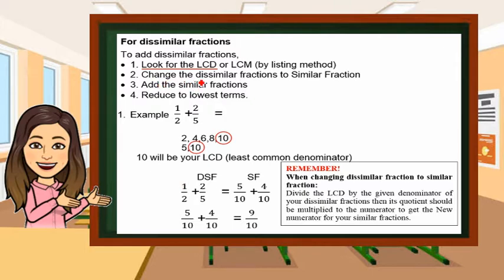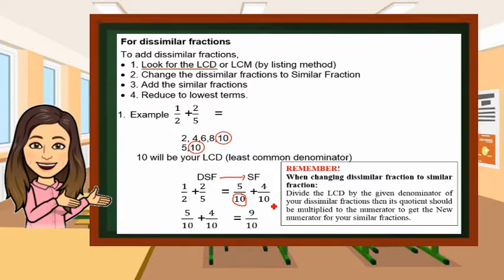So the second step is to change the dissimilar fractions to similar fractions. So here it is. We will now change dissimilar to similar. So how do we change it? We will use the LCD as the new denominator here. Divide the LCD by the given denominator. The given denominator is the original denominator. So we will divide 10 by 2. 10 divided by 2 is 5, right?